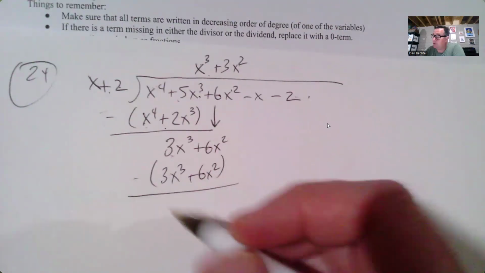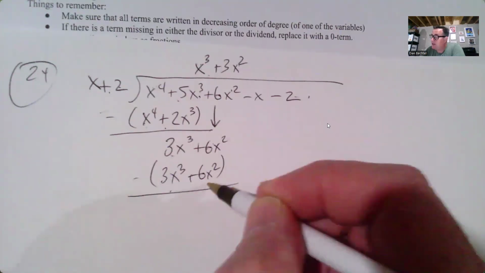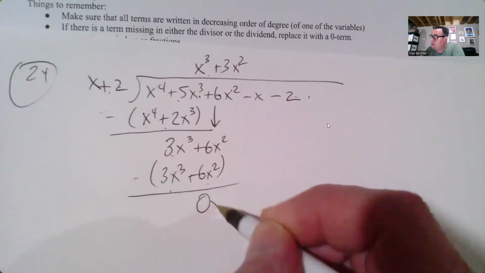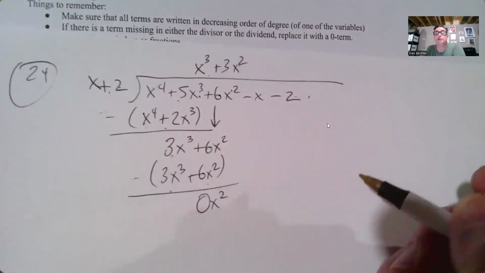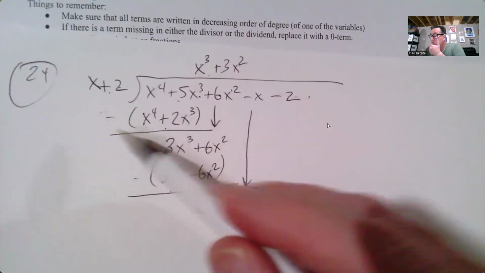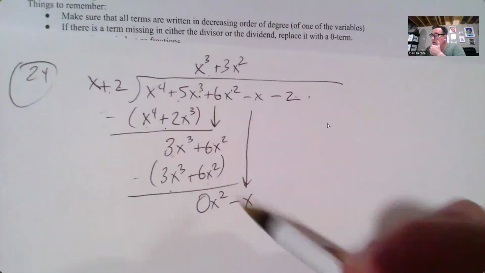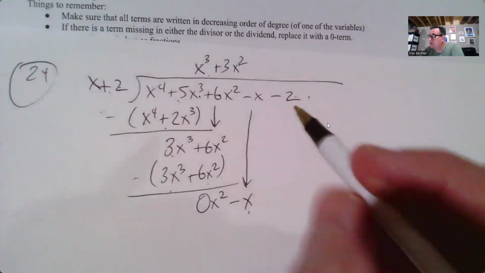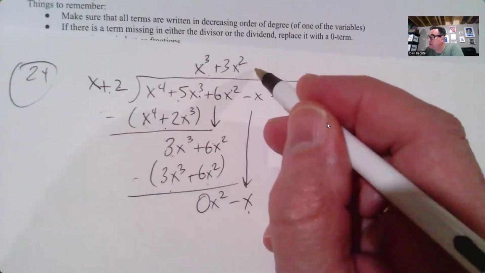This is going to be an interesting one because that goes away and that goes away. So we have a 0x squared. What that means is that when I bring this next thing down, that negative x, I'm not going to be multiplying it by anything, because in the case of this one, this would be like multiplying by a 0.